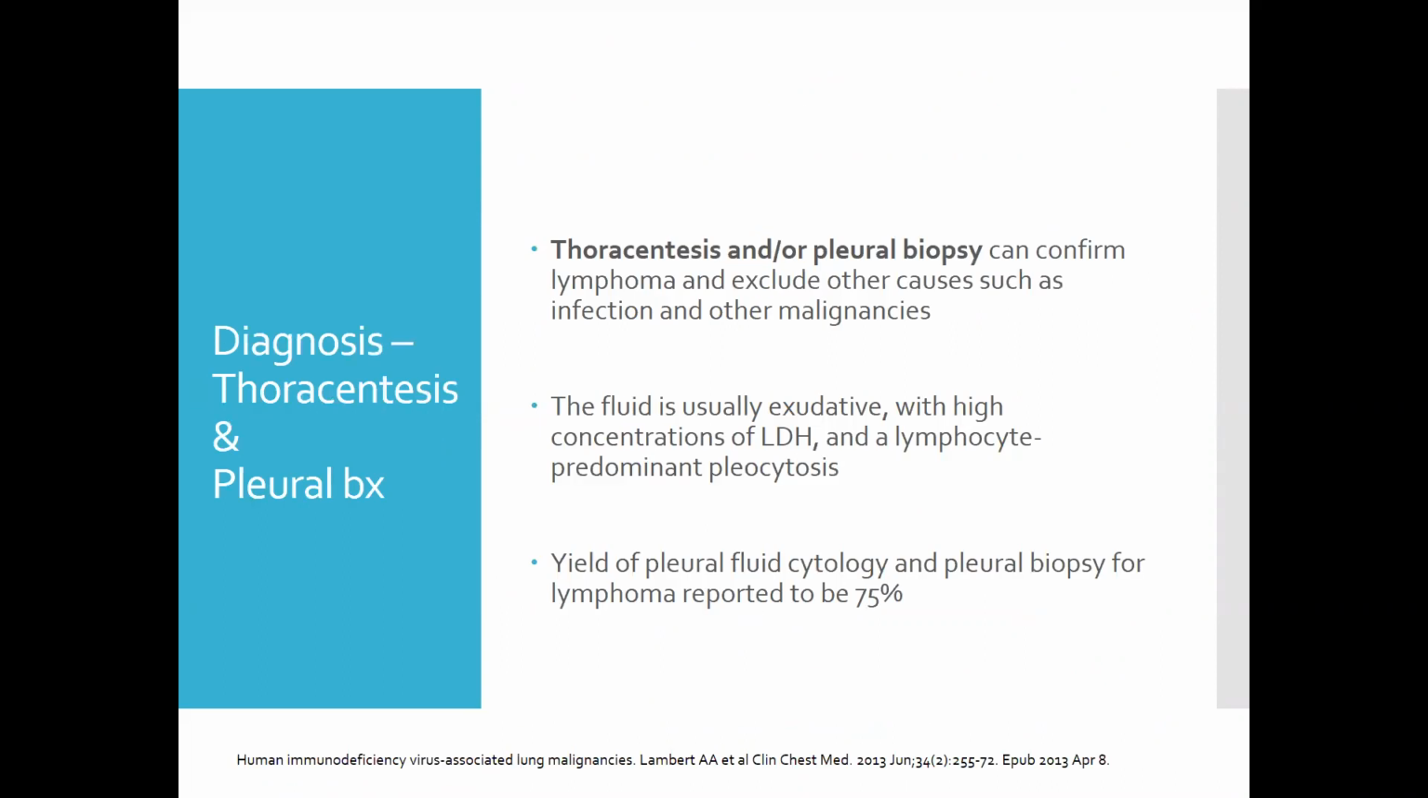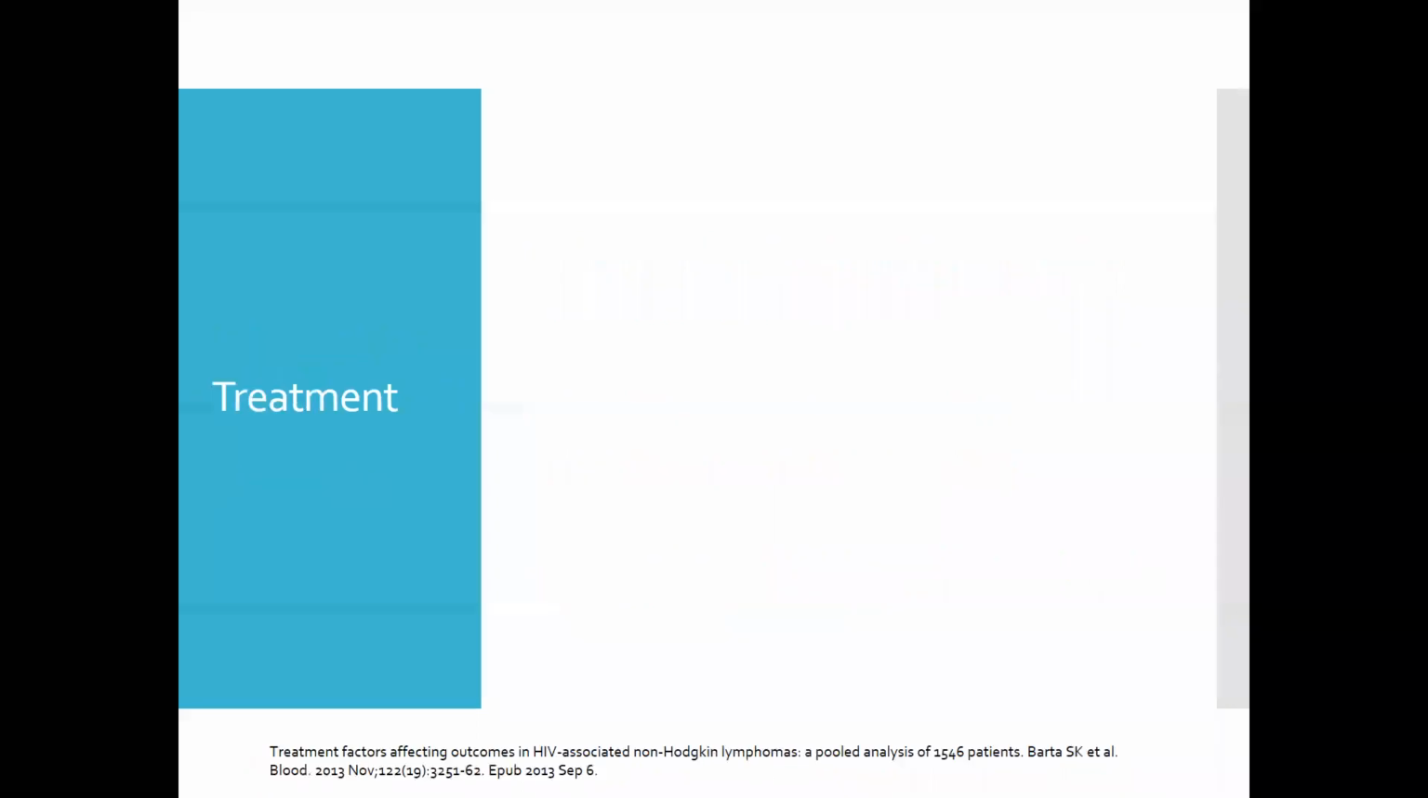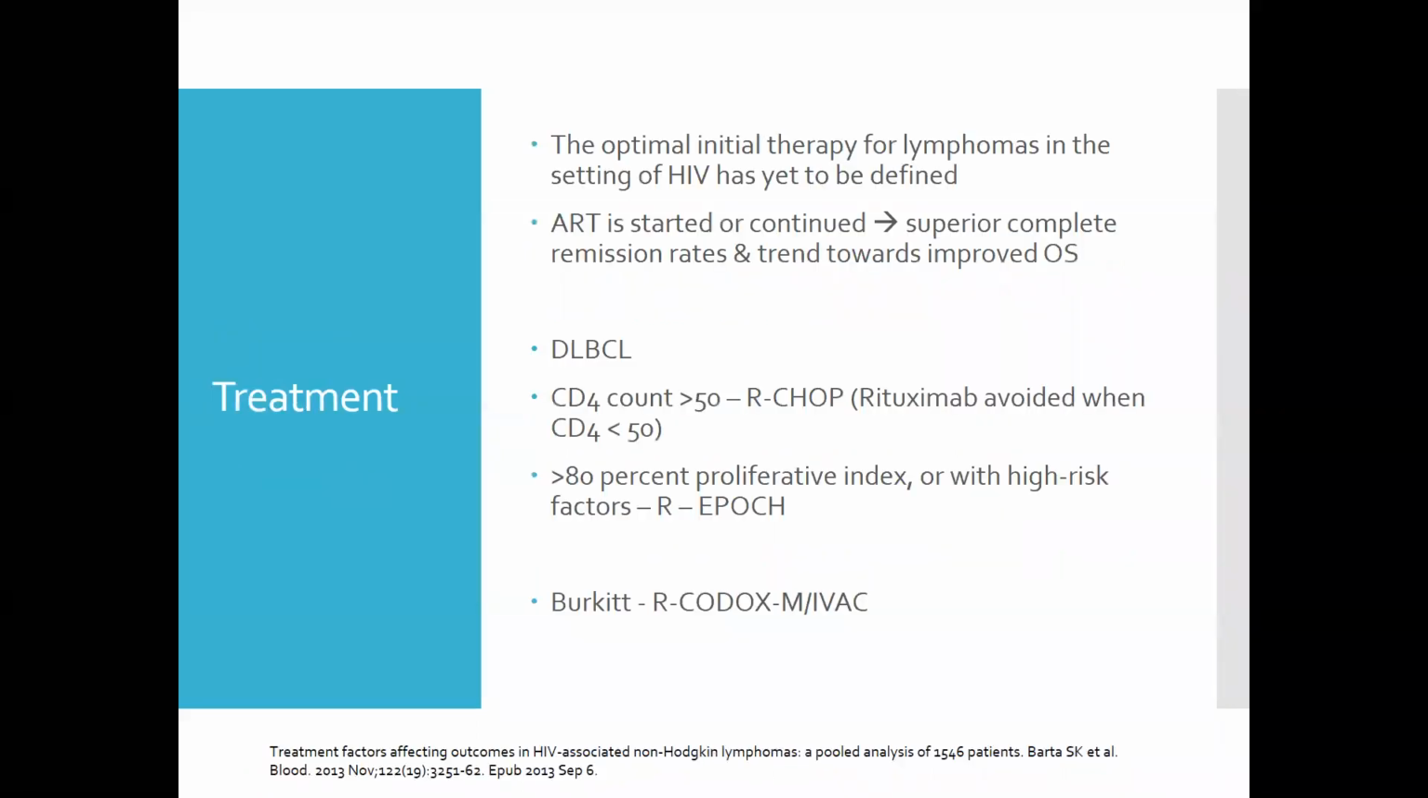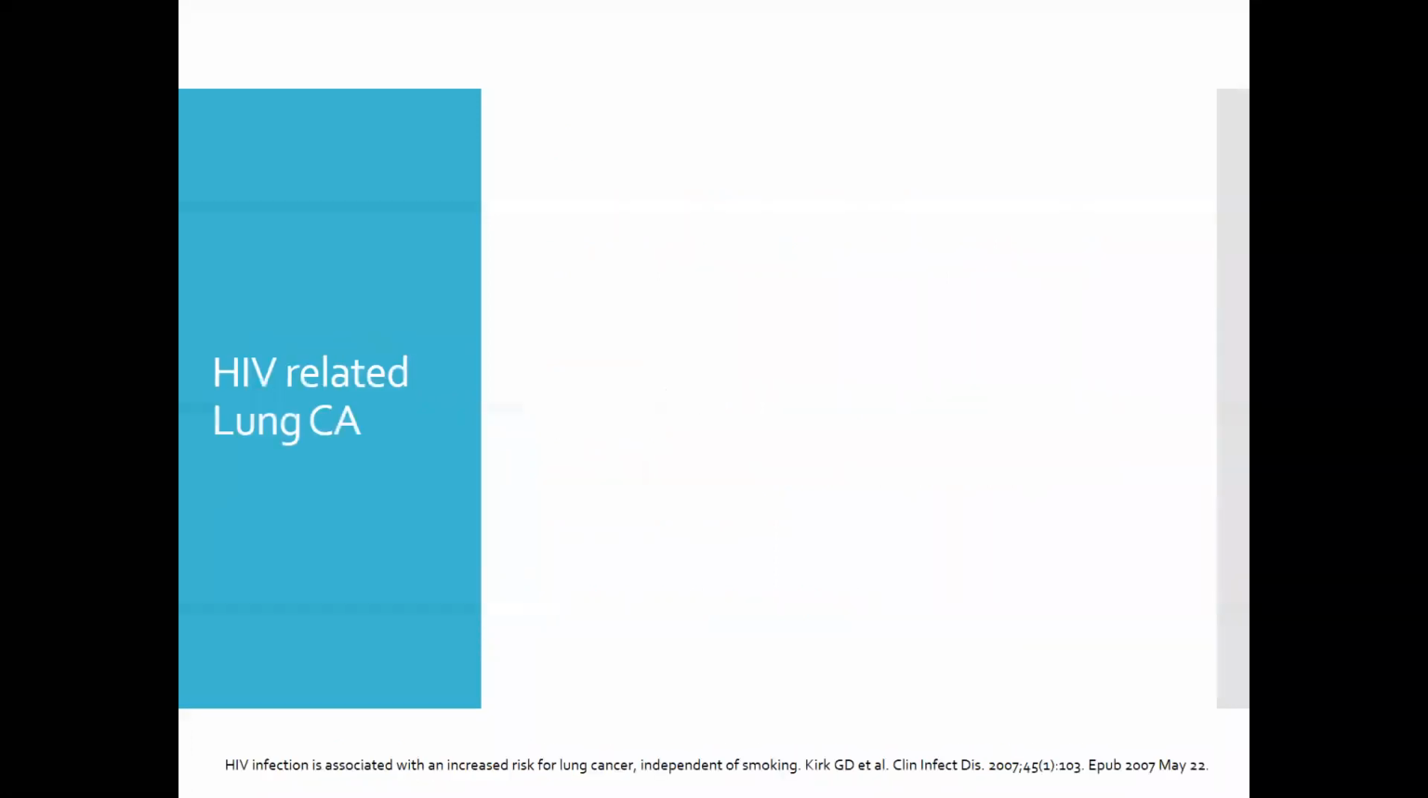When you have pleural involvement, thoracentesis may help in diagnosis. Fluid is usually exudative with lymphomas, lymphocyte predominant, and the yield of cytology can be as high as 75%. In terms of treatment, antiretroviral therapy is started, or if it's already ongoing, it is continued. So we have to have them on antiretroviral therapy. In addition, the chemotherapy regimens depend upon whether this is diffuse large B-cell or Burkitt's.